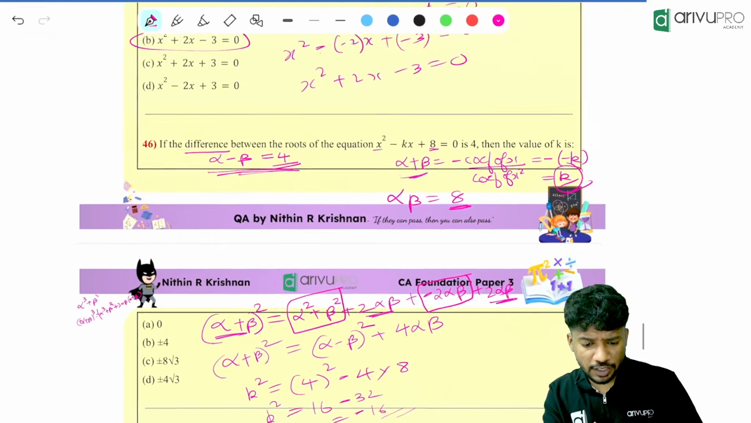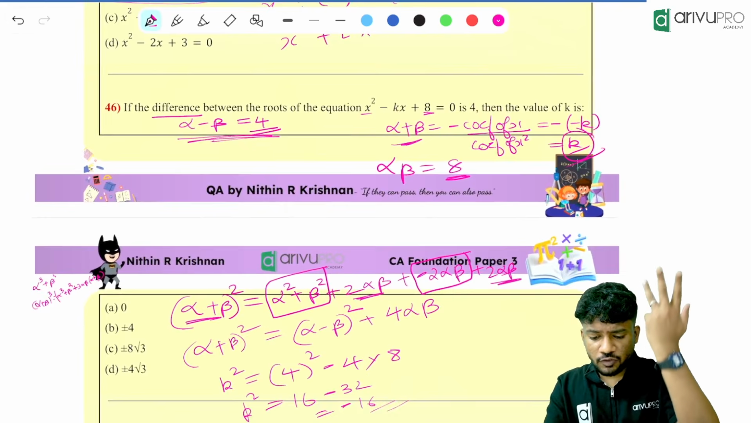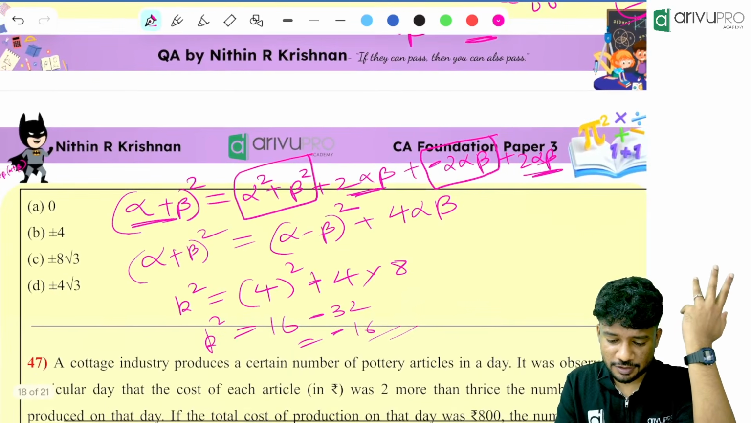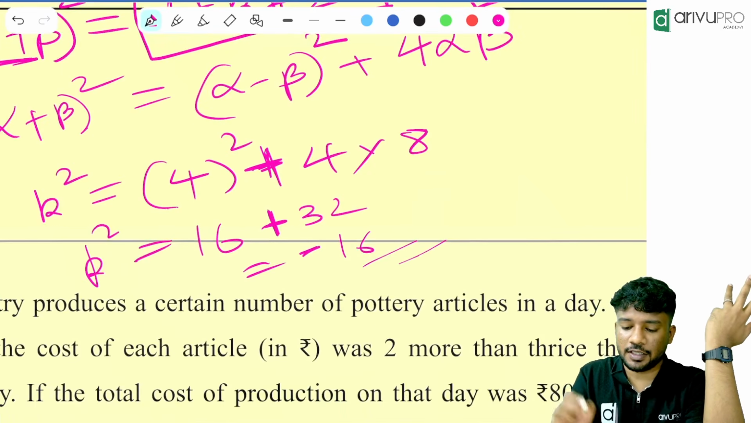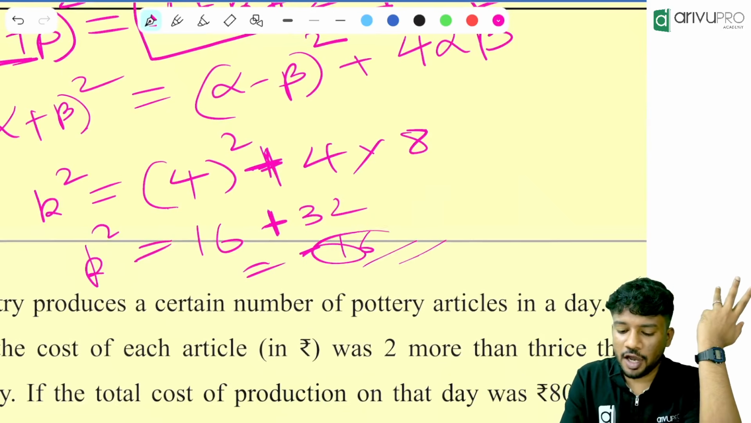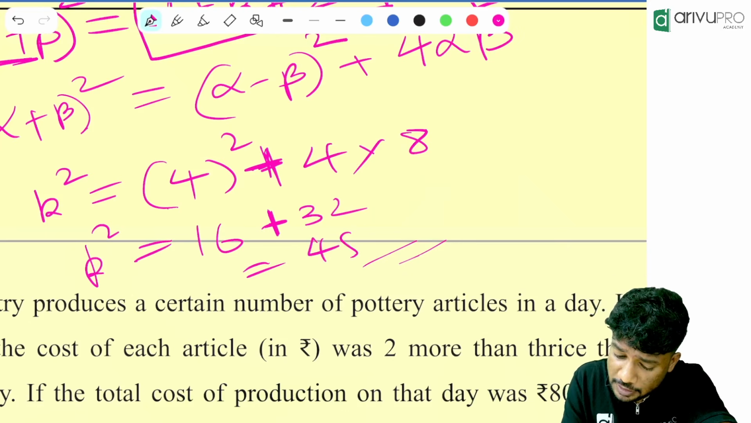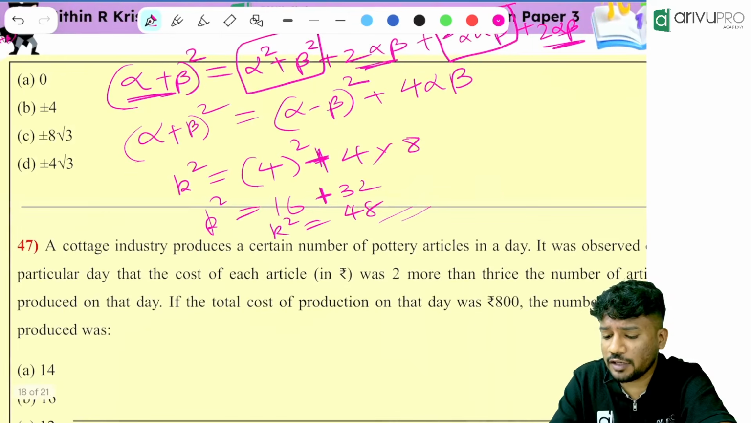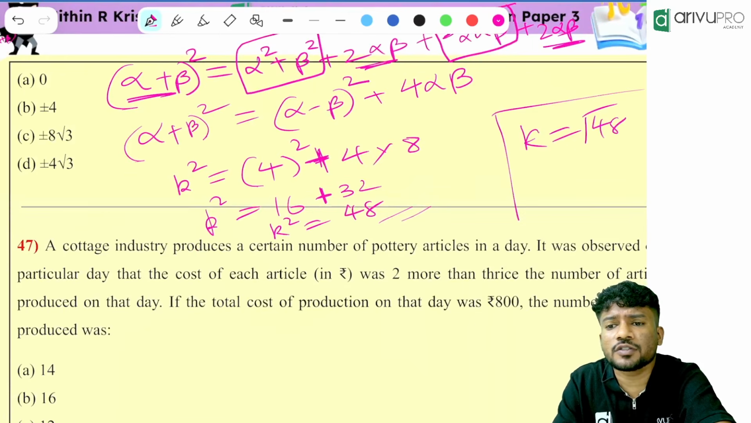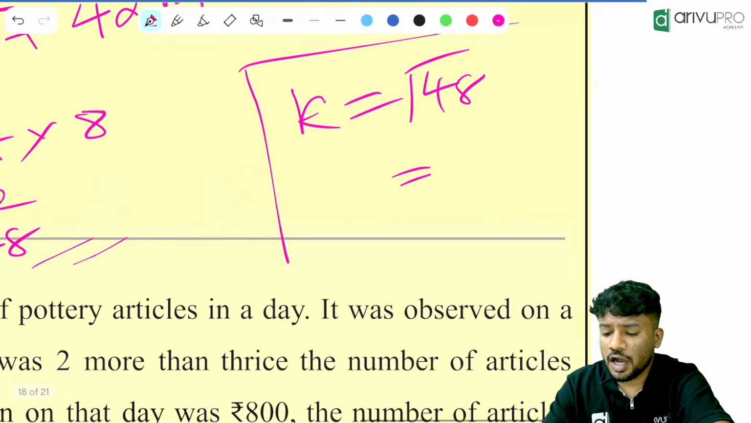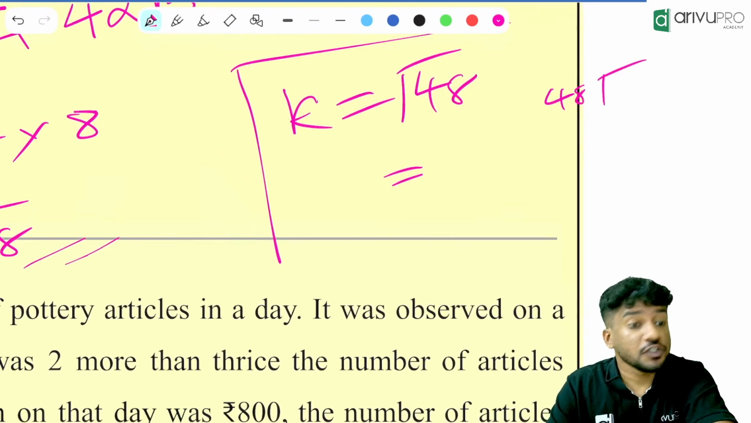Did we do anything wrong anywhere? 4 square plus 4 into 8. Oh, then why did I write minus 4? Okay, then it's sorted. Fine. Done. Thank you for noticing. How much is 16 plus 32? 16 plus 32 is 48. That is k square. Then what is the value of k? Can anyone tell me in calculator? K is root of 48. How much is root of 48 in calculator? How will you take it in calculator? Type 48, then click root. How much are you getting?